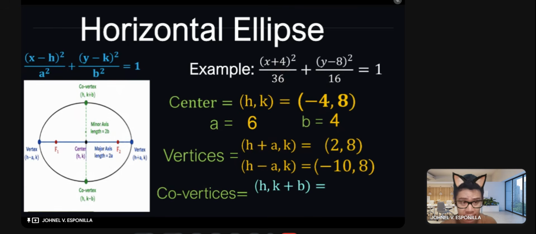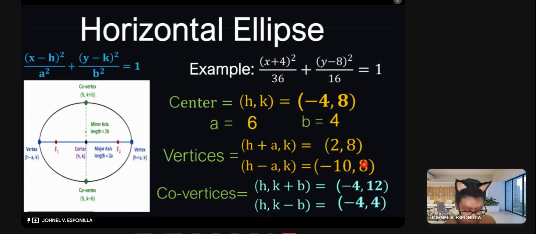So try nating sagutan yung co-vertices. And this is the formula, HKB. Then we have HK minus B. So yung H hindi magbabago, only the K. So plus or minus B tayo. So H po natin ay negative 4. So start tayo sa plus. Again, K po natin is 8 plus 4, that is 12. Kaya naging 12 yung nasa baba. Then 8 minus 4, that is 4. These are now the co-vertices of your horizontal ellipse.